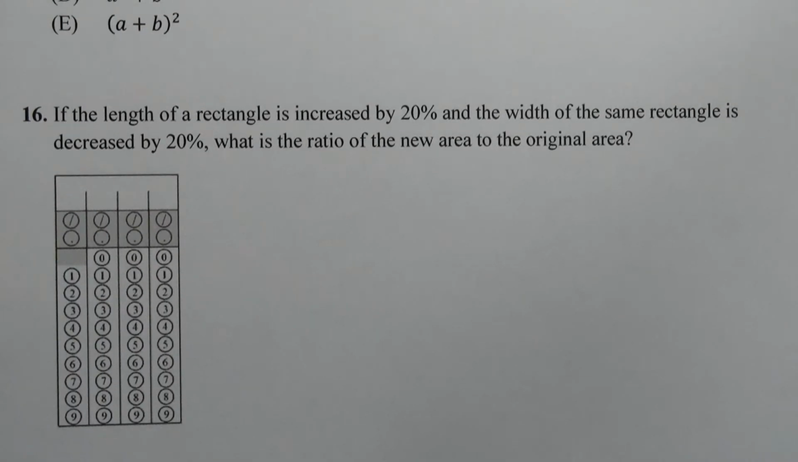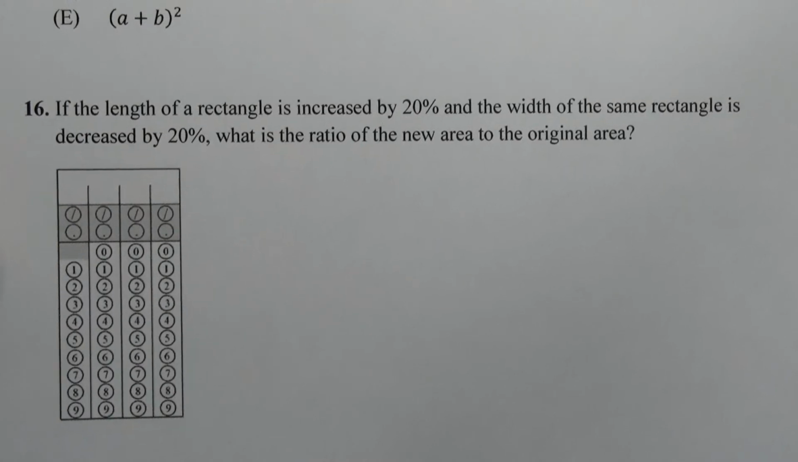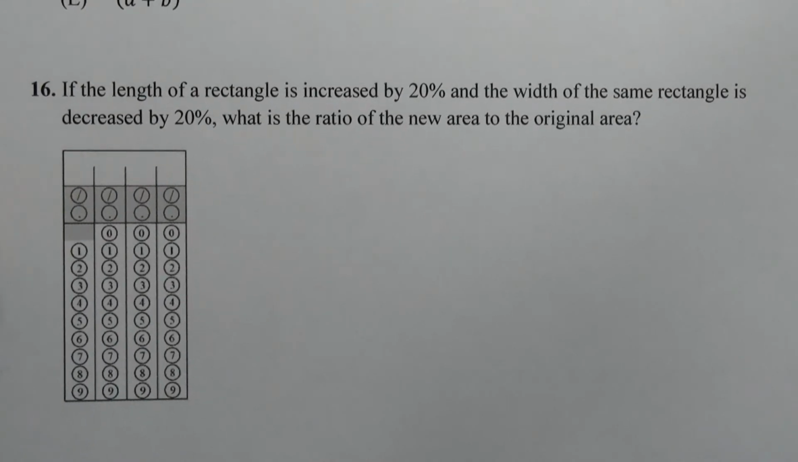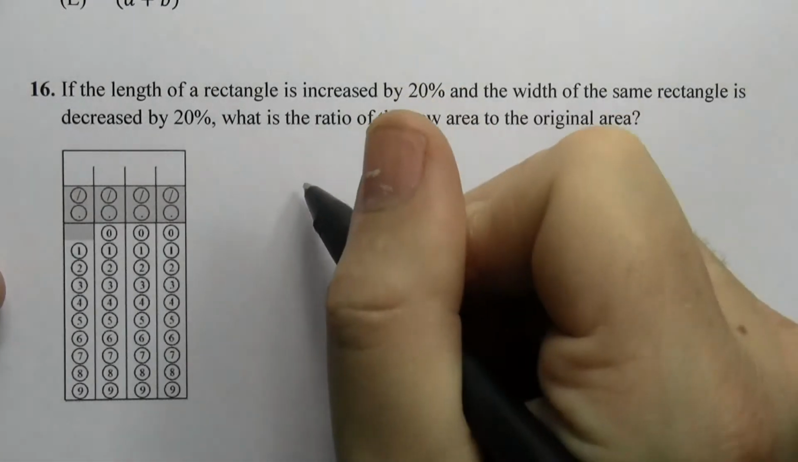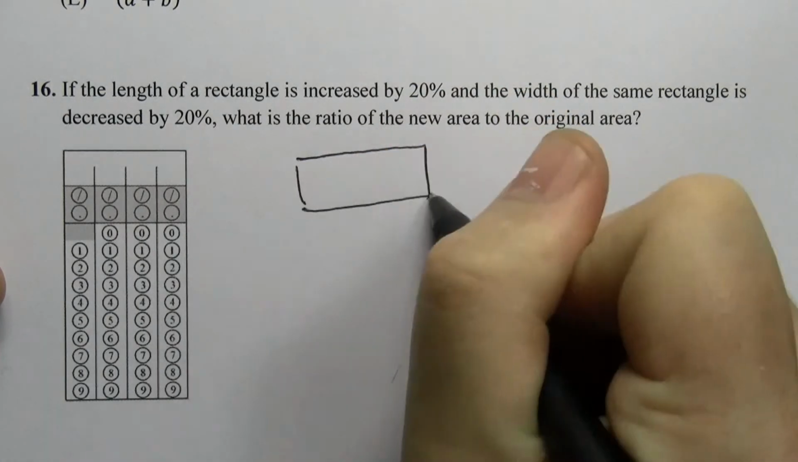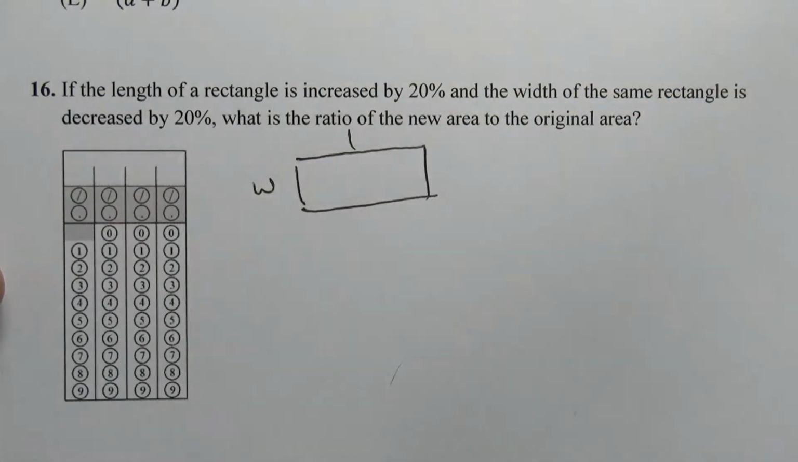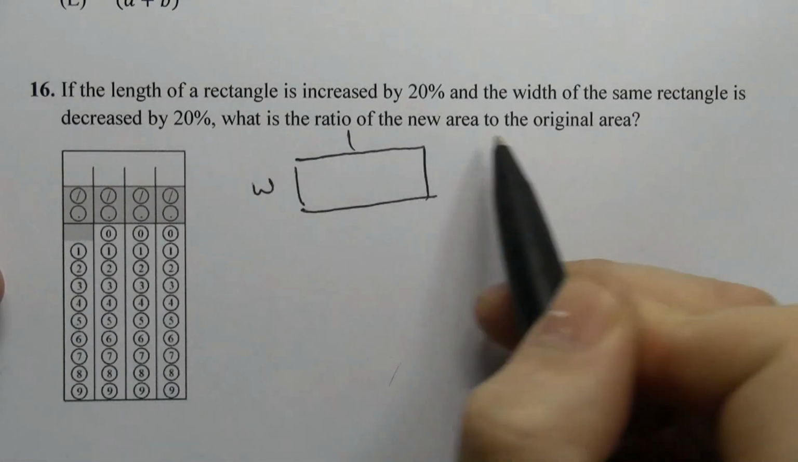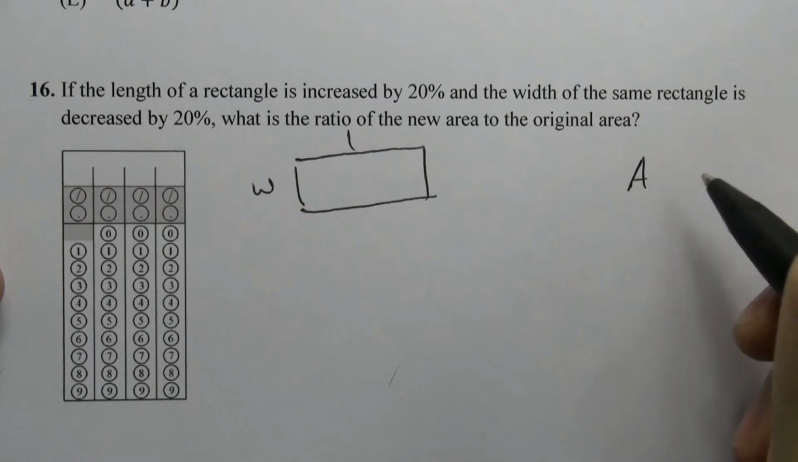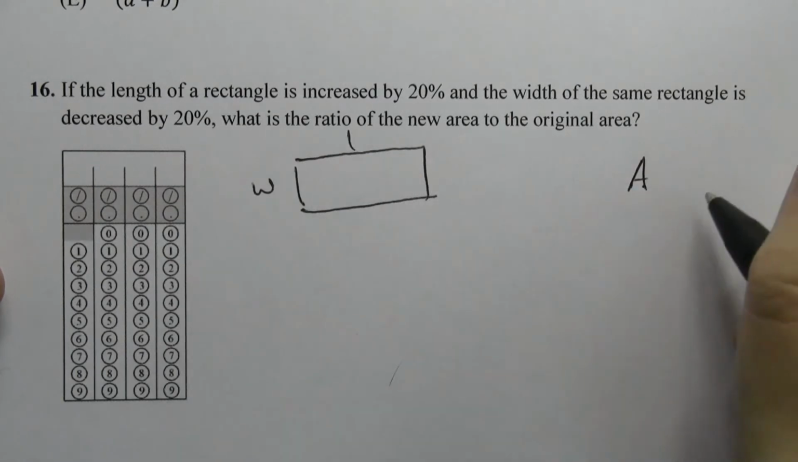If the length of a rectangle is increased by 20% and the width of that same rectangle is decreased by 20%, what is the ratio of the new area to the original area? So if you recognize that you can solve this using your own numbers, that's great. Go ahead. I'm just going to do this one algebraically, again, because the point of this chapter is to really focus on translating algebra. So let's draw a picture just to help ourselves out. Okay, so we have the width and we have the length of a rectangle, right? Now, obviously, you're comparing the new area to the original area, so we're going to need to establish a relationship between length, width, and area.